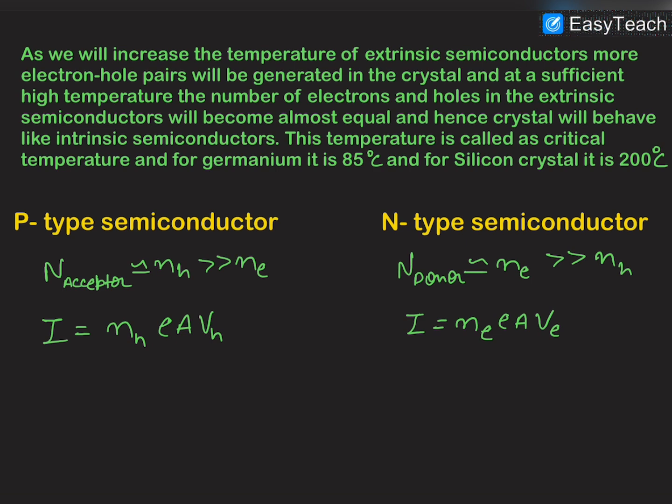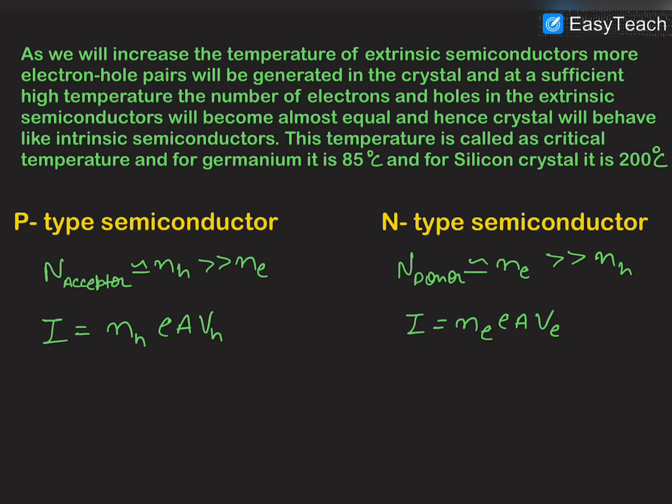Now, as we increase the temperature of extrinsic semiconductors, more electron hole pairs will be generated by thermal agitation, in which electrons will jump from the valence band to the conduction band, leaving behind a hole. And in this process, if a very large number of electron hole pairs are generated, then after very large thermal agitation, the number of electrons and the number of holes are almost equal, not exactly obviously, but almost equal, and therefore we can say that the extrinsic semiconductor will behave like an intrinsic semiconductor.